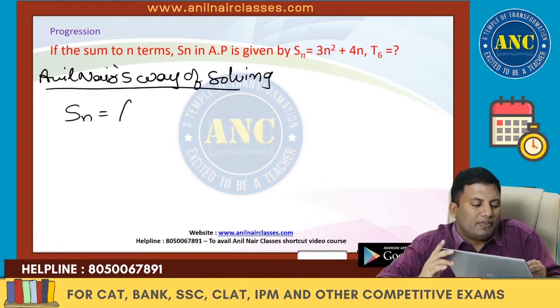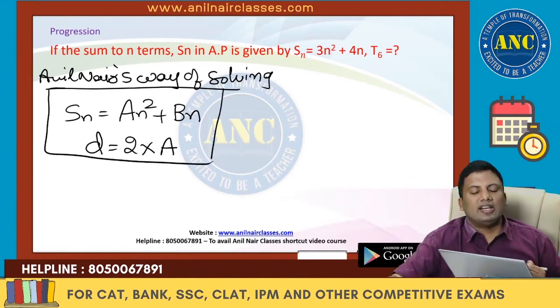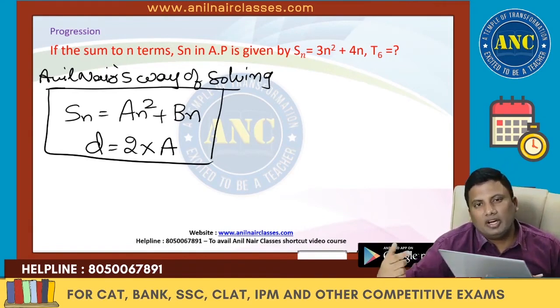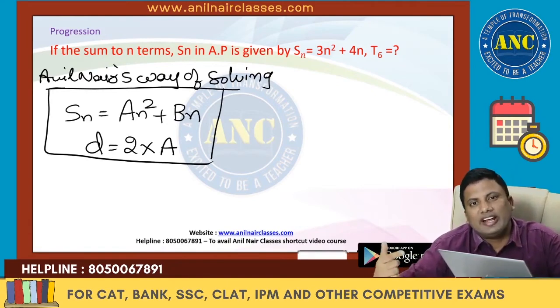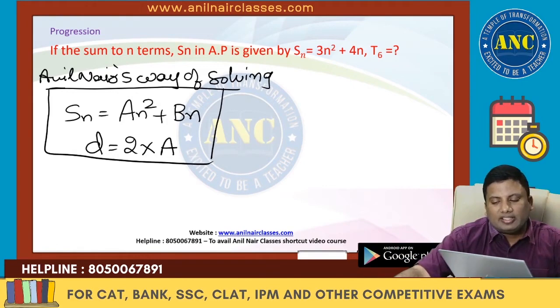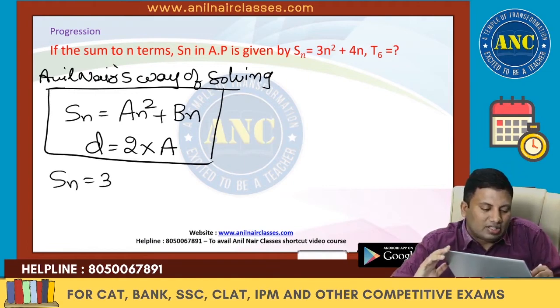If the sum of n terms is of the form an square plus bn, d is given by 2 into A. Please make a note. If the series is of the form an square plus bn, d is nothing but 2 into A. Because if I do the first derivative, I will get n. If I do the second derivative, I will get constant. Common difference is definitely constant.